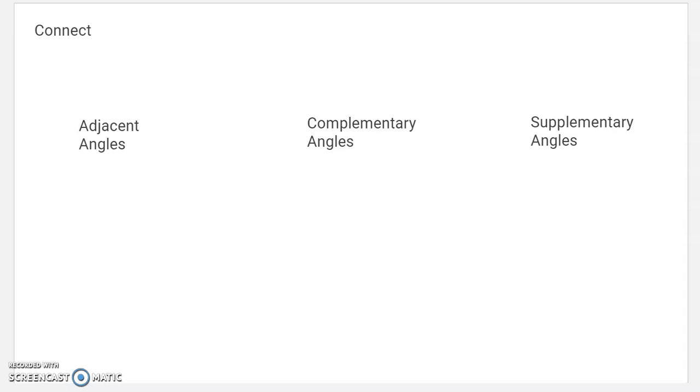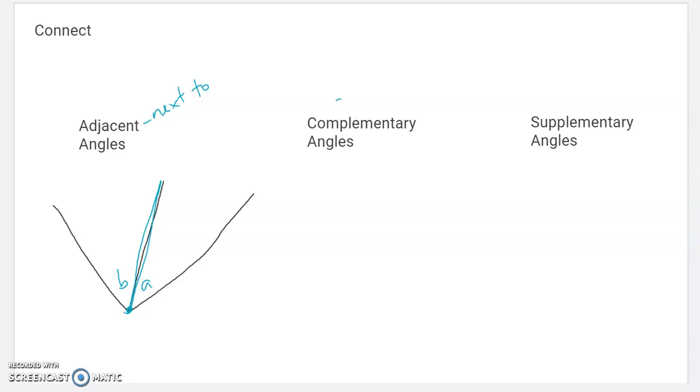Adjacent angles are any two angles that share a side and a vertex. So for instance, if I just draw two angles like that, I'll label them A and B. Here, A and B are adjacent angles because they share this side and this vertex. Adjacent really just means next to in the English language, and they're just next to each other. They share a side between them.